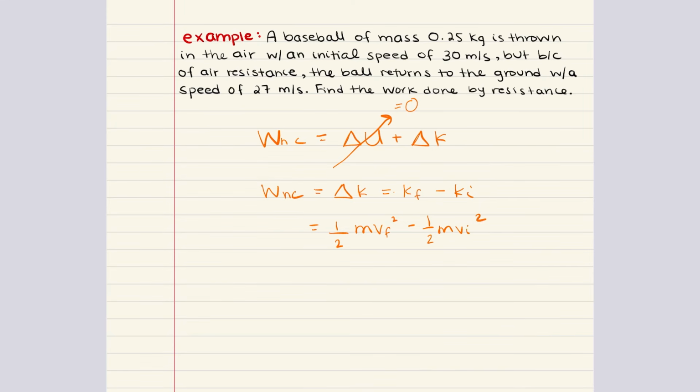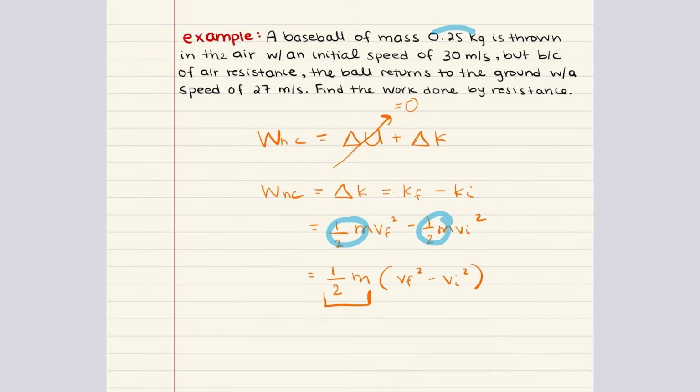Now you notice both of these terms have this 1/2 m. So I'm going to rewrite this expression to make some of the math a little bit easier. I'm going to write 1/2 m, and then in parentheses, I'm going to write v final squared minus v initial squared. Now let's work with this term first, 1/2 m.